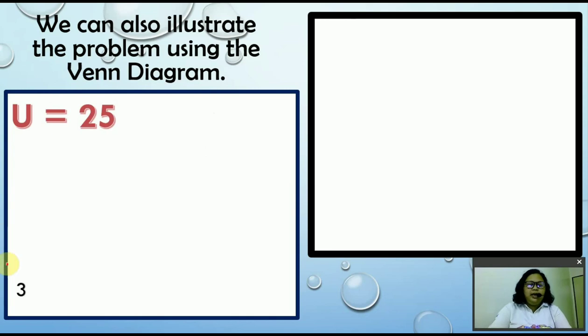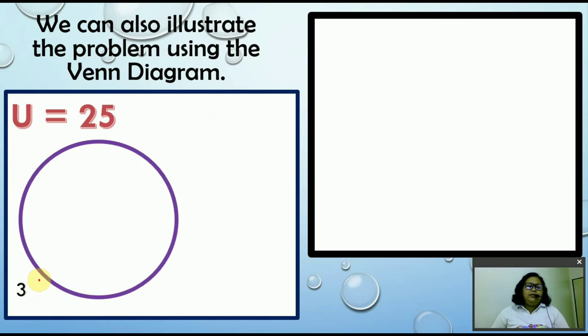Next, bakit nilagay natin yung 3 sa labas? Nasa universal set. Kasi ito yung 3 na hindi gumagamit ng Facebook or Twitter. So, lahat ng hindi gumagamit or the total number of students na hindi gumagamit ng either ng Facebook at Twitter, sa labas po nyo isusulat sa may universal set.